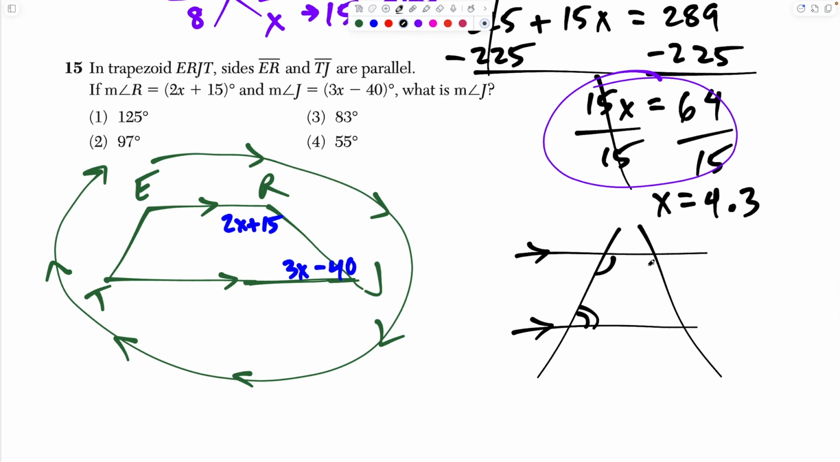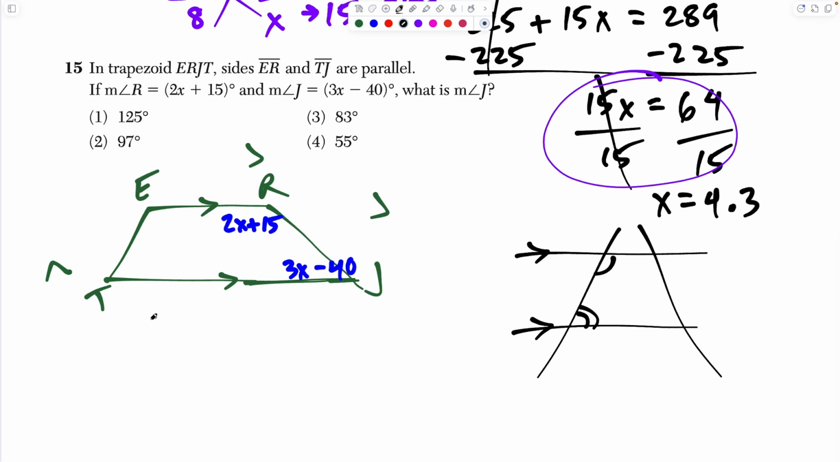The same side interior angles, whether you're on the left side or the right side, are going to be the same. This angle E is not necessarily equal to angle R unless this were isosceles, but these two same side interior angles are definitely supplementary. So what that means is we could add them and set the sum equal to 180.